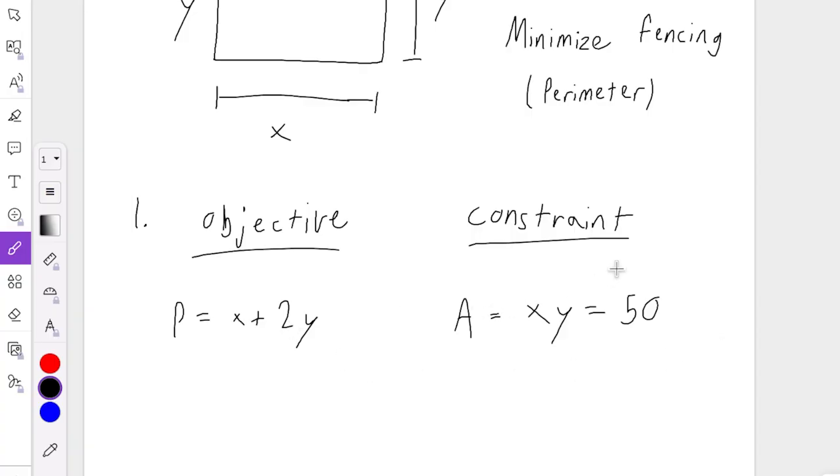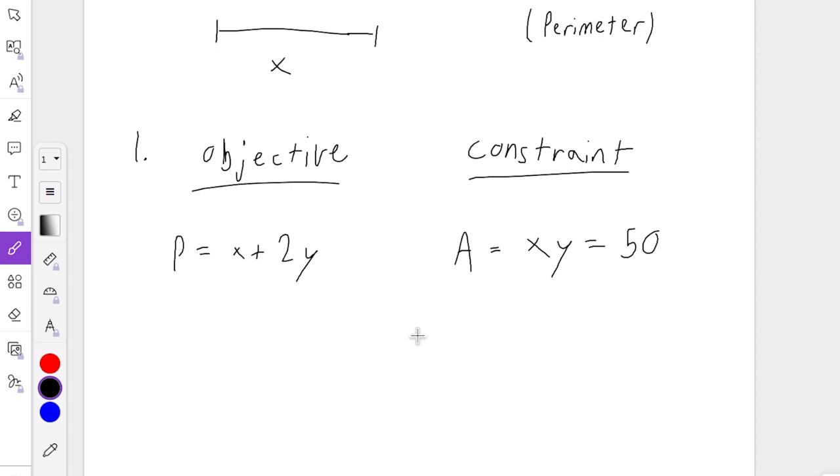So step 1's done. I have my objective. I have my constraint. Now step 2 is where I solve for one of my variables. It doesn't matter if I choose X or Y. I do have to choose the constraint. I cannot solve the objective yet. So let's say I choose to solve for X. It literally doesn't change the problem that much. So X equals 50 divided by Y. And now I can plug that X back into the objective, the perimeter equation.